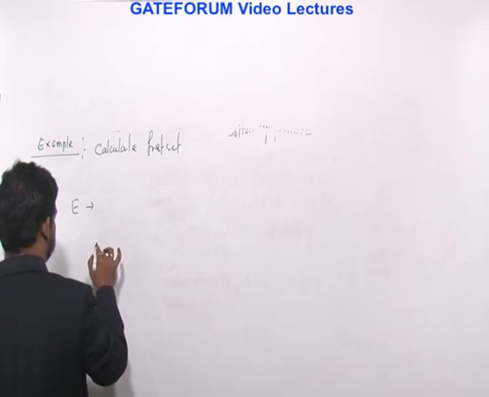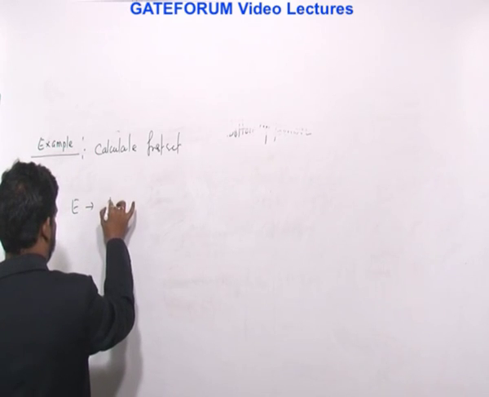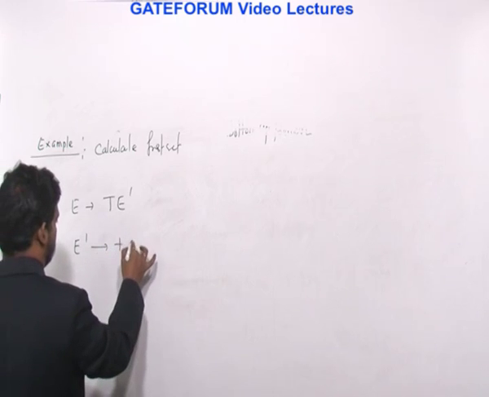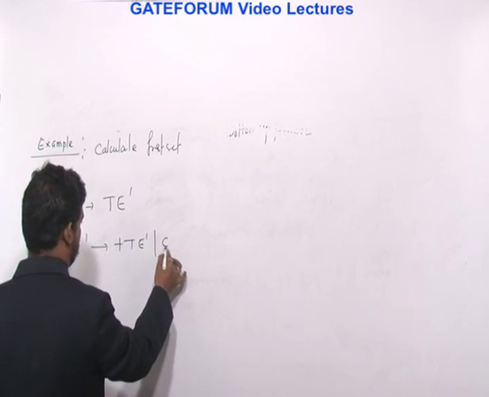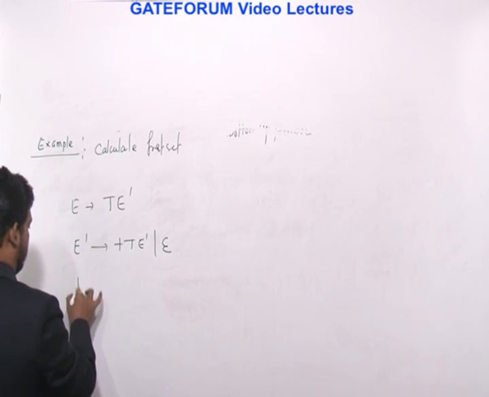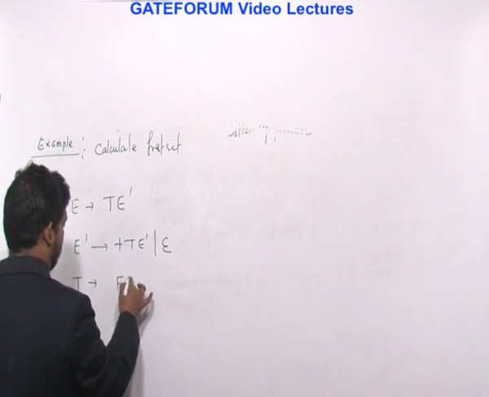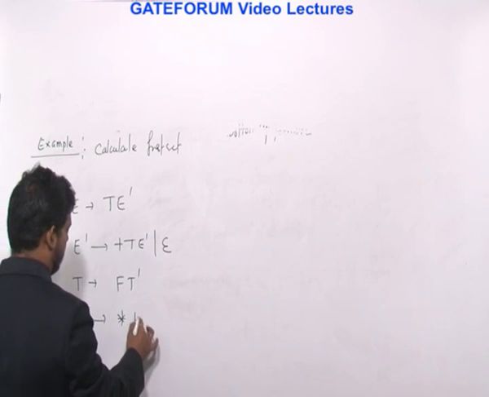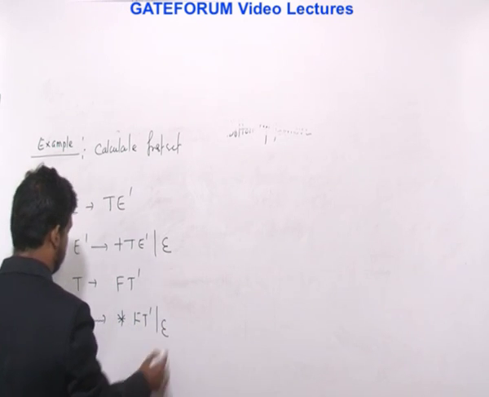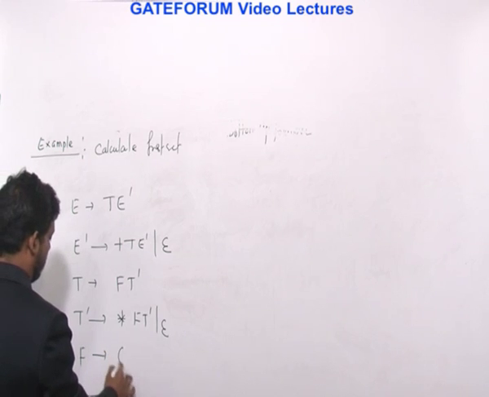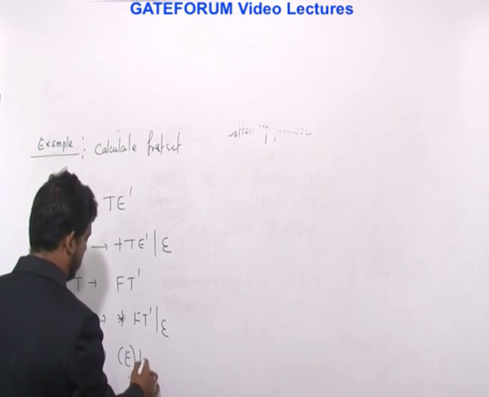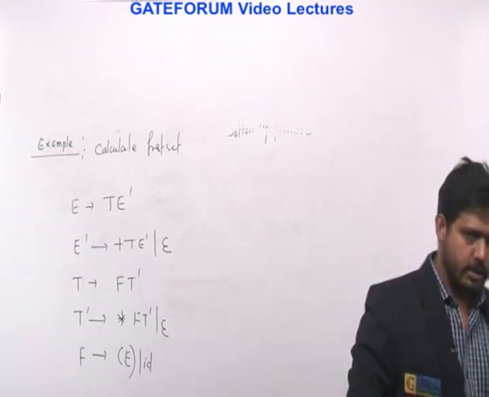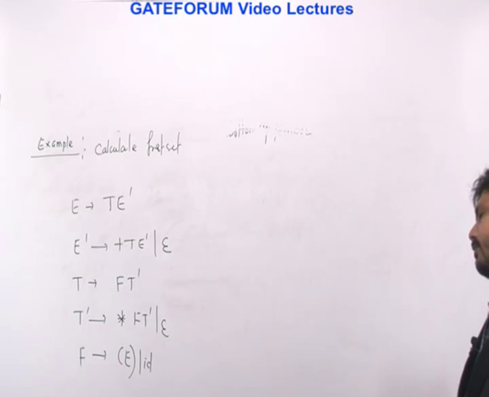E derives T dash, E dash derives plus T E dash or epsilon, T derives F T dash, T dash derives star F T dash or epsilon, F derives opening bracket E closing bracket or ID. It's a very standard problem. Let's discuss this question.